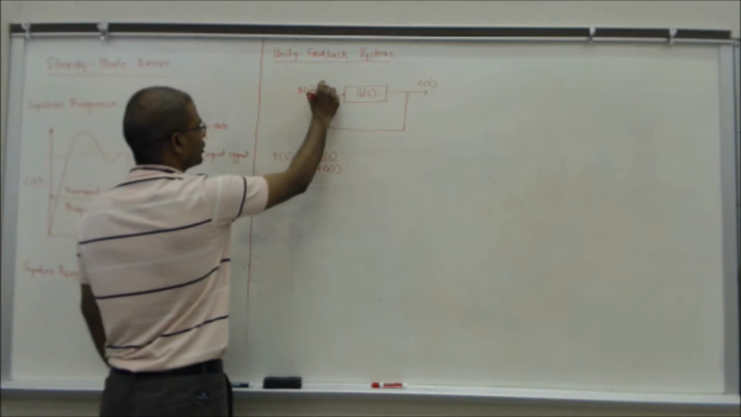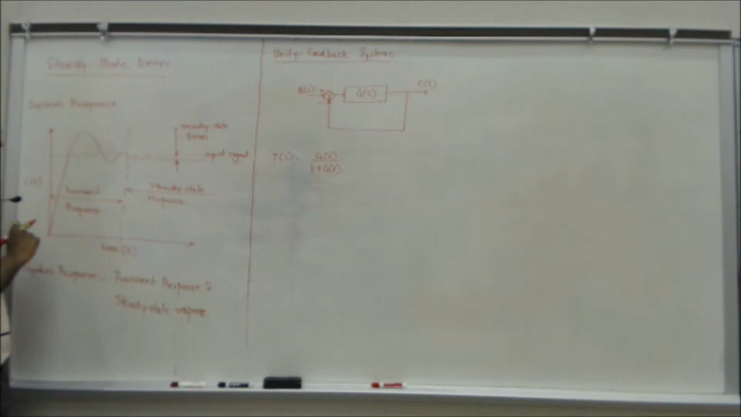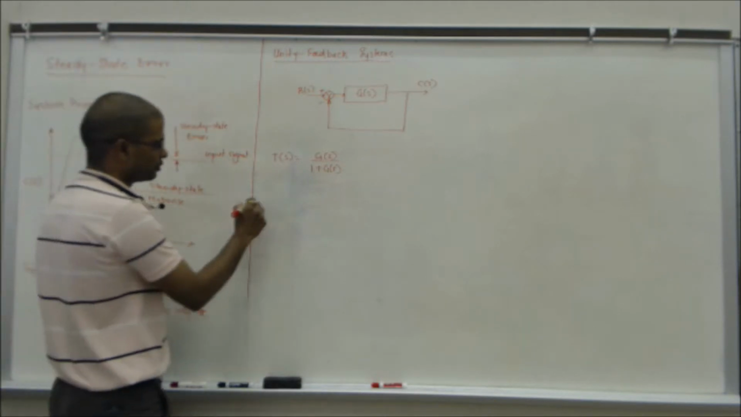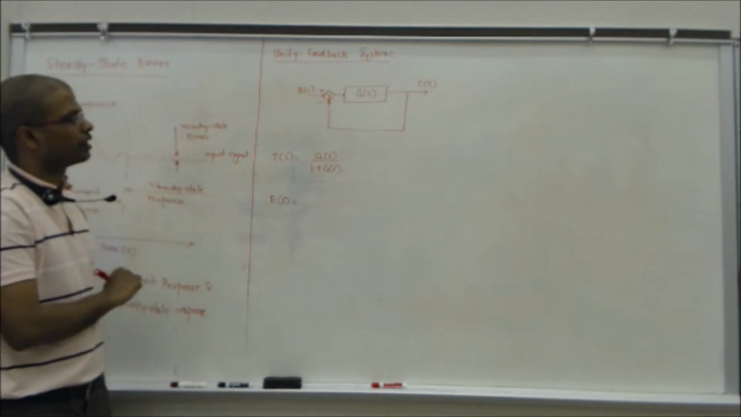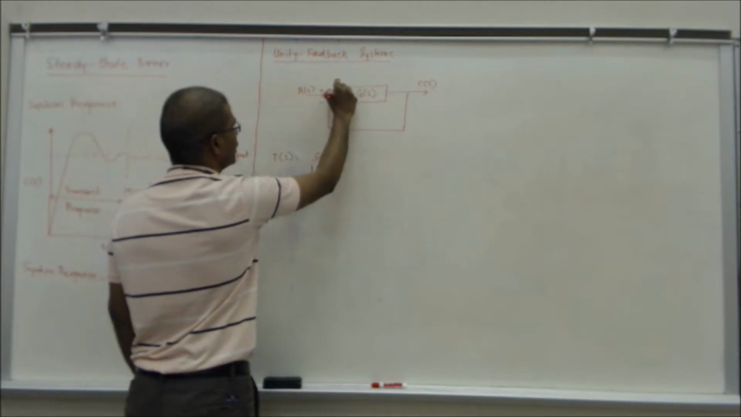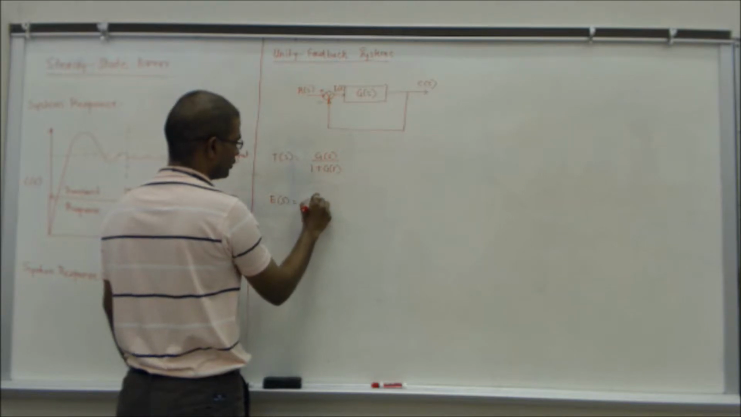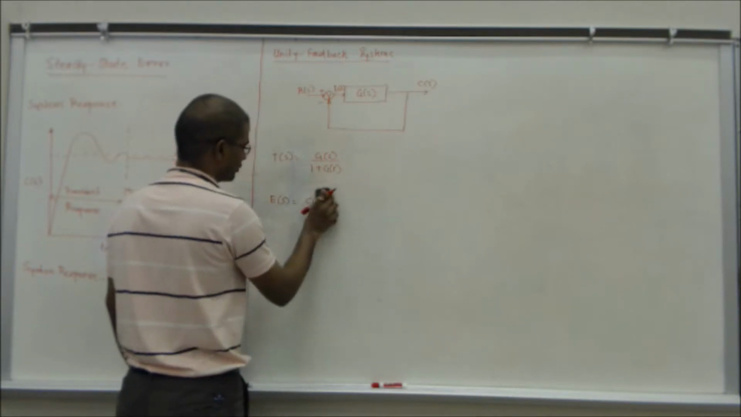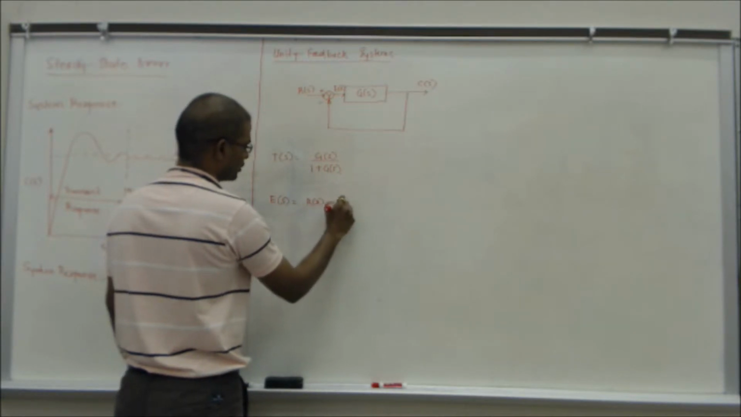If you look at this, can you apply this concept to this figure? What is the error signal? We have talked about this error signal in the past. Where is this error signal? Right after the summing junction. So this is your error signal, right? So the error signal is essentially R of S minus C of S.